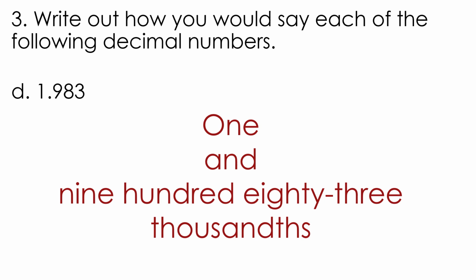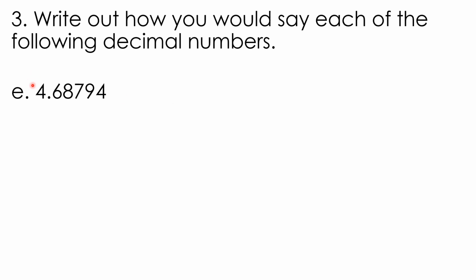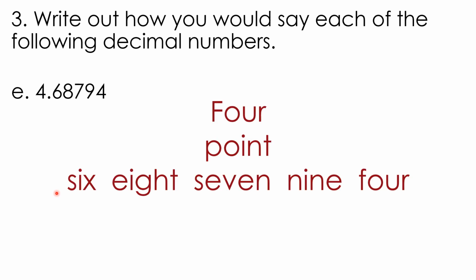1 and 983 thousandths. All right, and then lastly, I'm just remembering this right now. If you have more than 4 decimal places, then the standard practice is just to read out the digits. So you would say 4.68794.